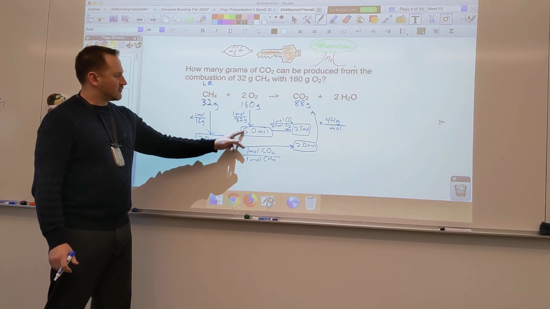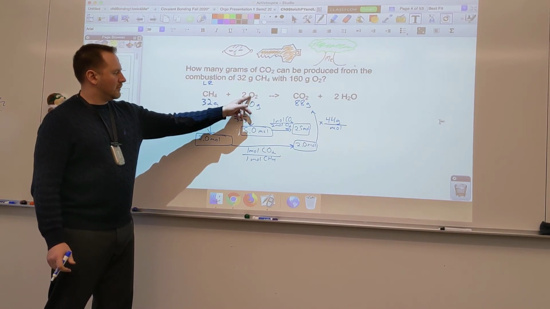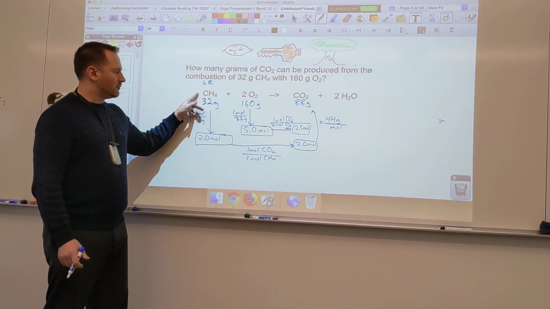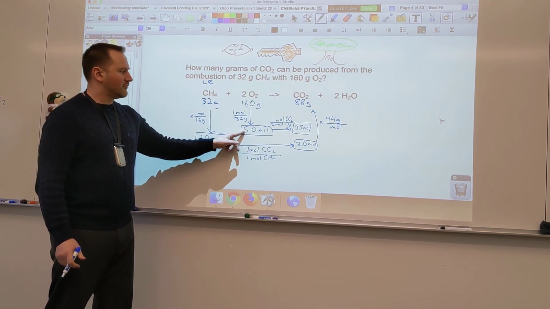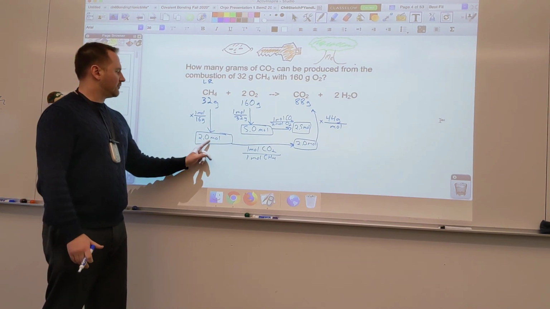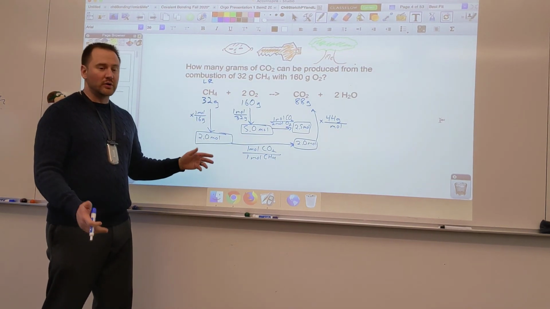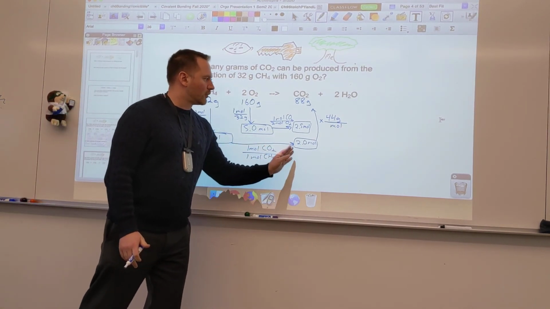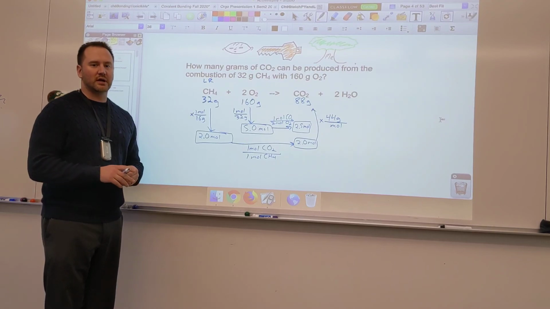You would say that for every 2 moles of oxygen I have, I'm only going to need 1 mole of methane. So if I'm using 5 moles of O2, that means I would need to have 2.5 moles of methane, which I don't. So that would tell you right here this is the limiting reactant, and then you can move forward with that for the rest of your stoichiometric calculations.